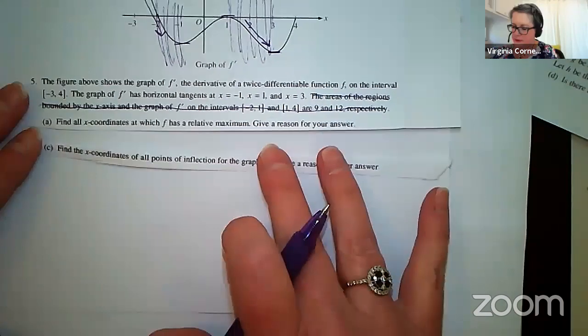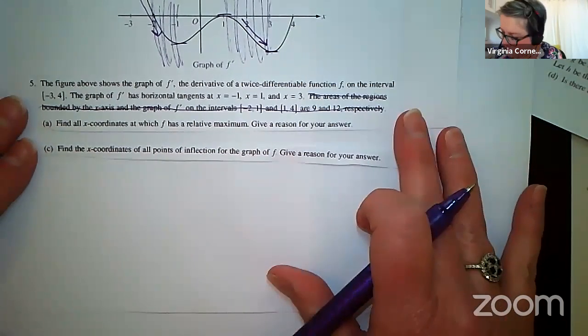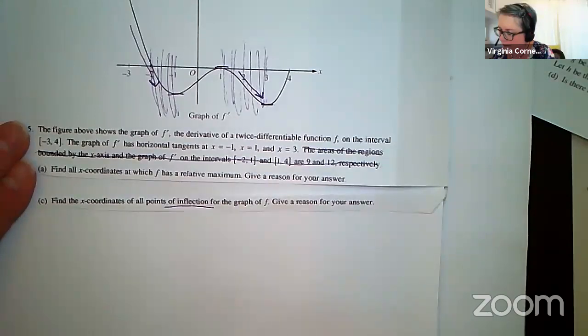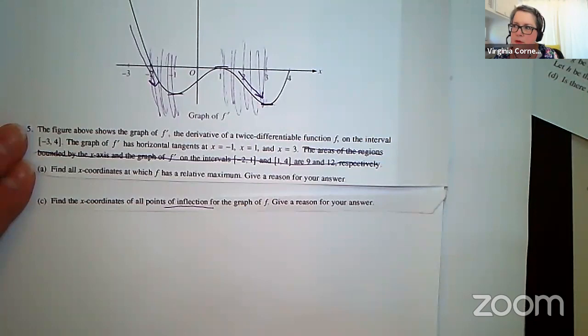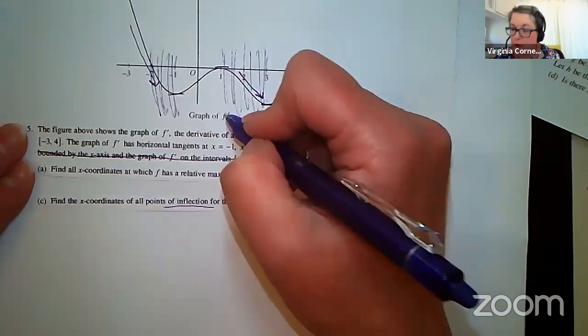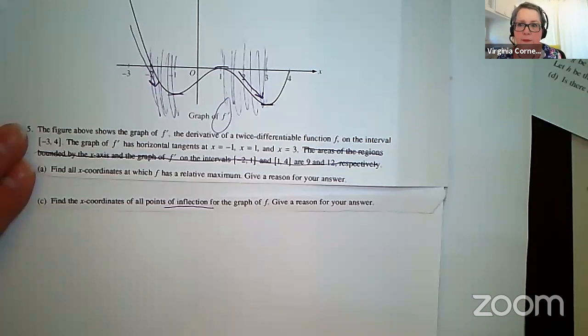Part C says, find the x-coordinates of all points of inflection for the graph of f. Give a reason for your answer. Okay, so like before, the points of inflection are going to be the places where f prime is changing from increasing to decreasing, especially because I'm looking at f prime. So I'm trying to think about how I can reason this with my given information.